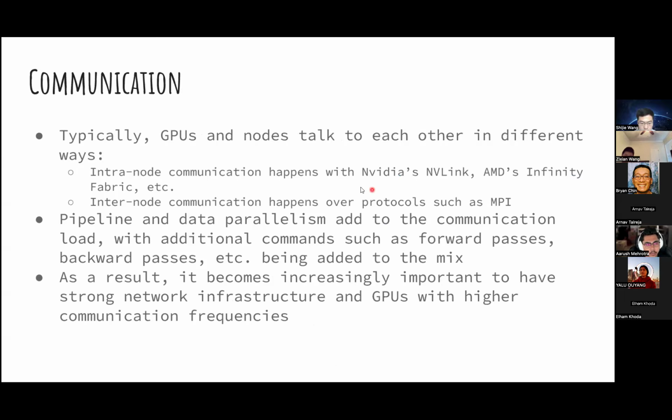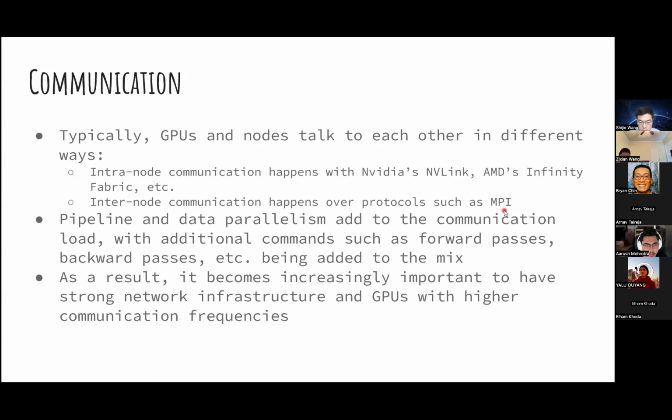So going into more depth on this point I'm trying to make, typically GPUs are contained within the server, and then these different servers or nodes are also trying to talk to each other, and those will have multiple GPUs inside them as well. So within the node, you might have multiple GPUs talking to each other with technologies such as NVIDIA's NVLink or AMD's Infinity Fabric. And these are very high bandwidth because obviously the distance is less. And then internode communication happens over protocols such as MPI, for example, or something else.